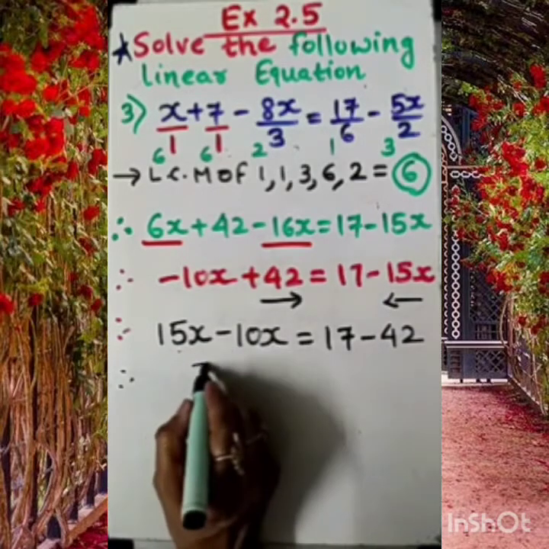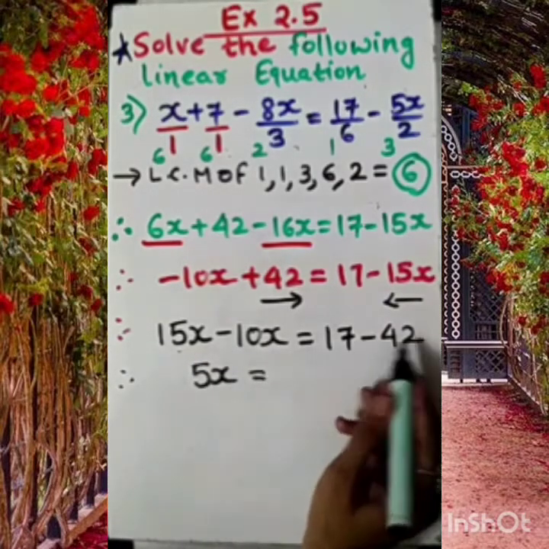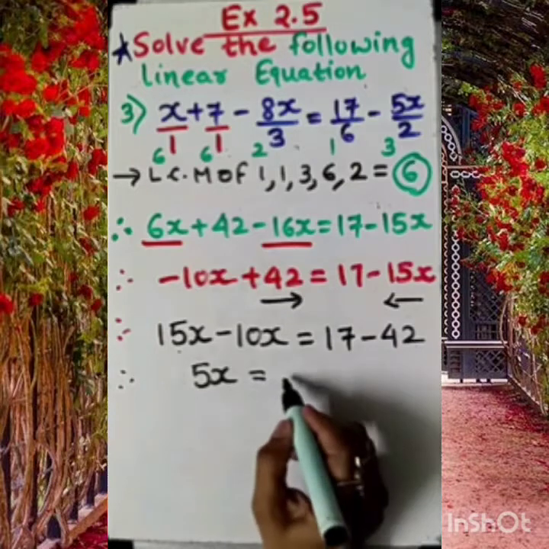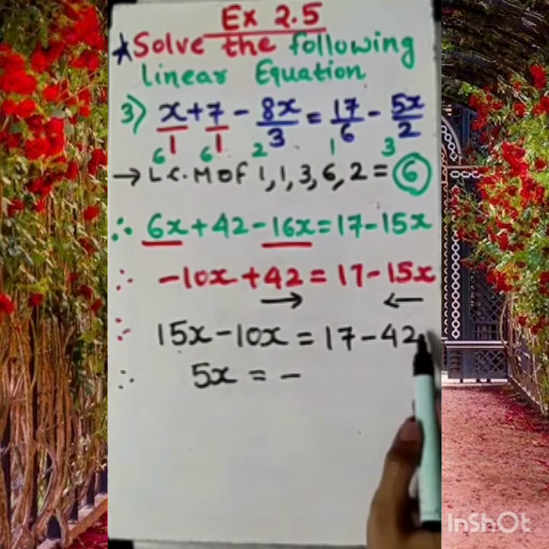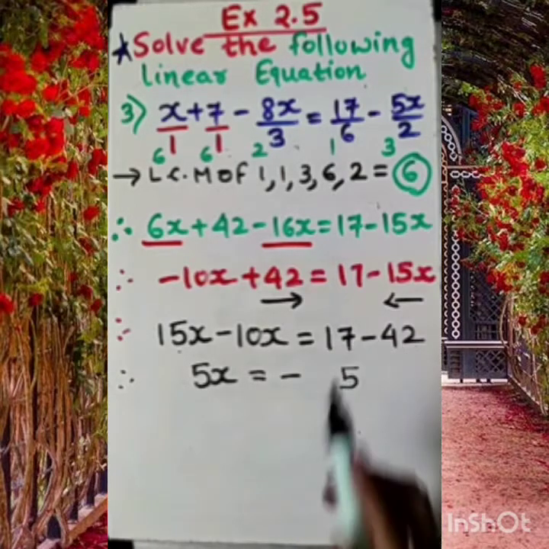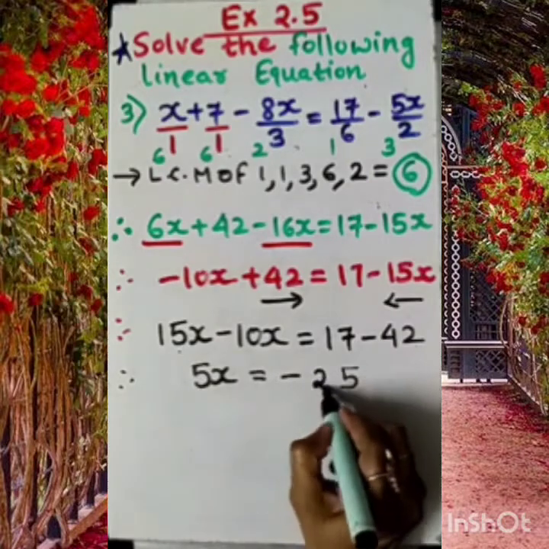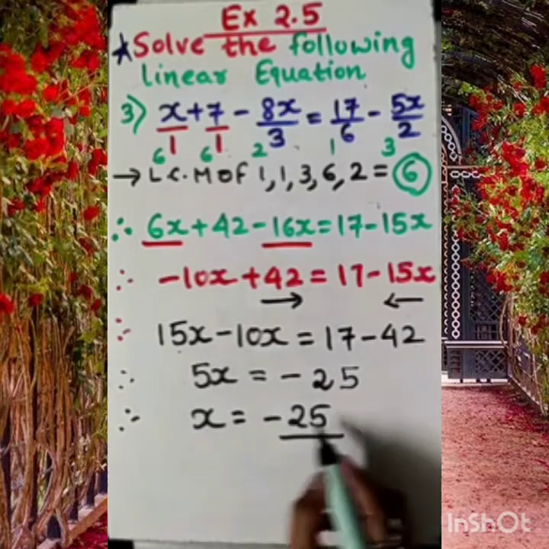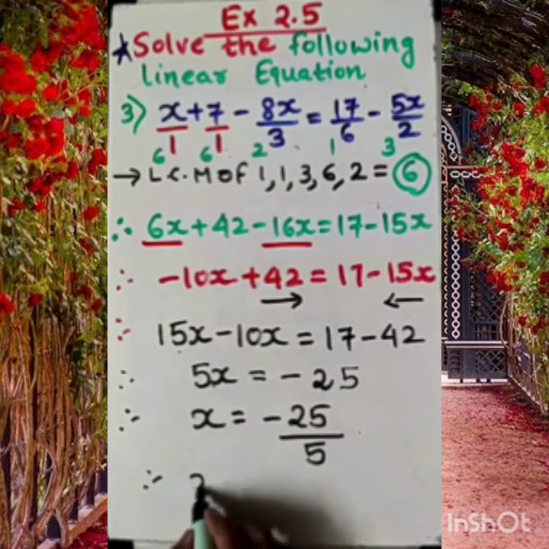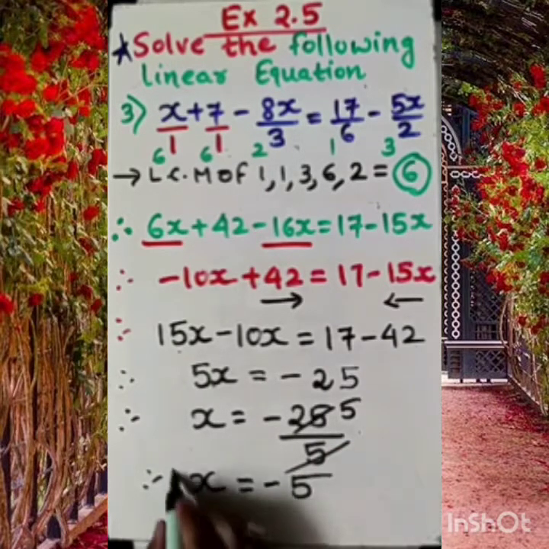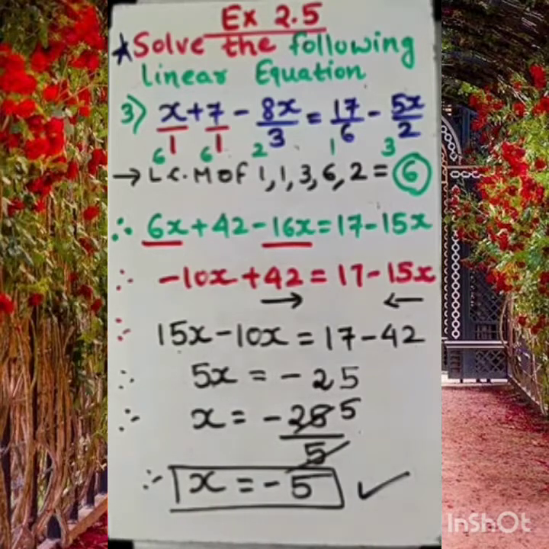15 minus 10 gives the result 5x. 42 minus 17, we need to subtract, and as the bigger number is negative, the answer will be negative. What is 12 minus 7? Of course it will be 5. What is 3 minus 1? That is 2. So it is minus 25. So what is x? Minus 25 divided by 5. Therefore, the value of x, that will be minus 5. The value of x will be minus 5 here.